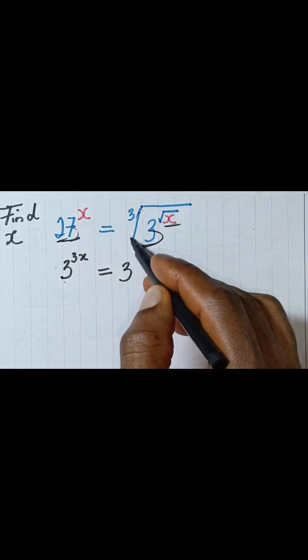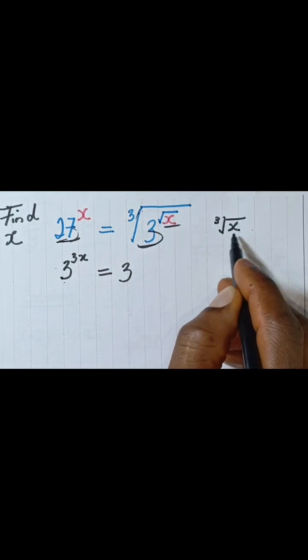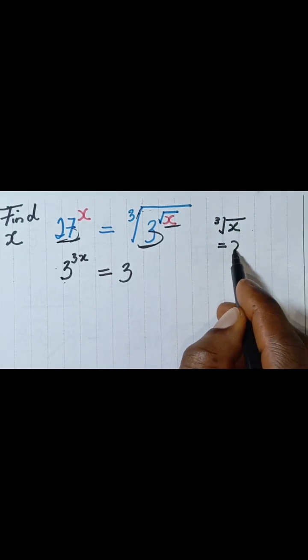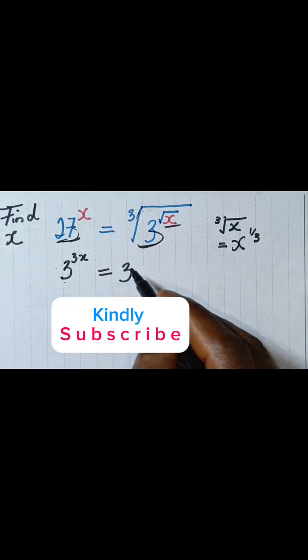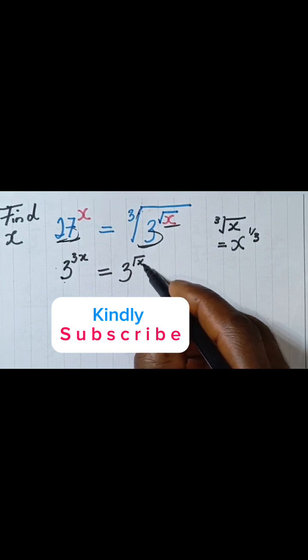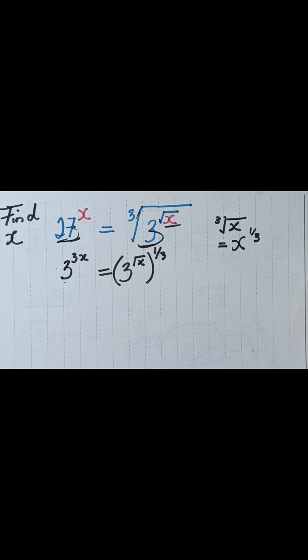Look at this. The cube root sign here, if I have the cube root of x, this is the same thing as what? X raised to the power of 1 upon 3. And we do that here. So here I have 3 raised to the power of root x, all raised to the power of what? 1 upon 3. Does this make sense to us? Okay. At this time, what else can I do?